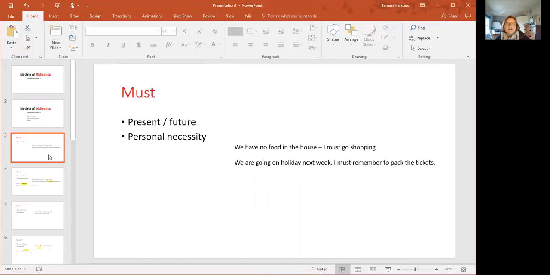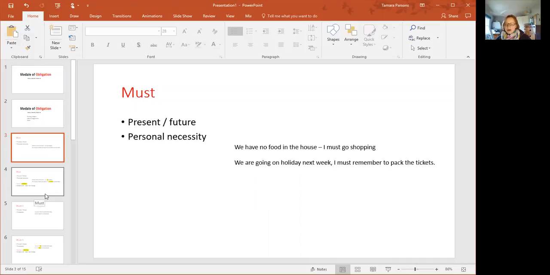So I open my cupboards, there's no food. I think, I'm hungry, I'm going to have to go shopping, therefore I must go shopping. Okay, no one's telling me I have to go, no one is requiring me to go, no one is suggesting that I go, it's just me thinking, must go shopping. Similarly, we are going on holiday next week, I must remember to pack the tickets. So again, I think this is important.